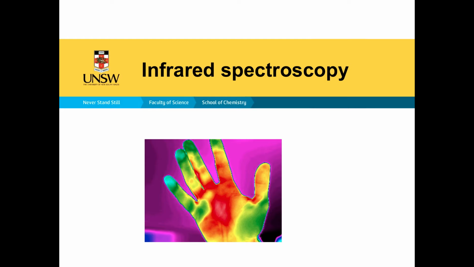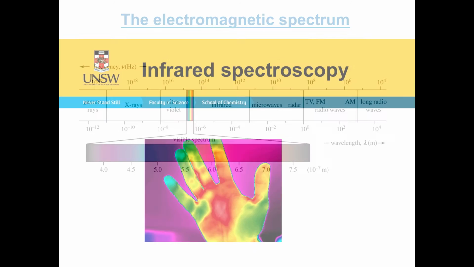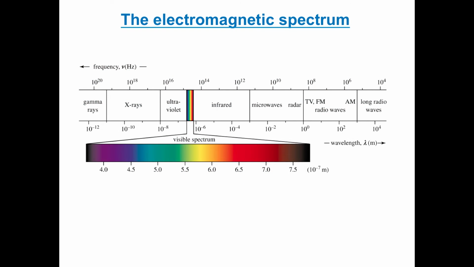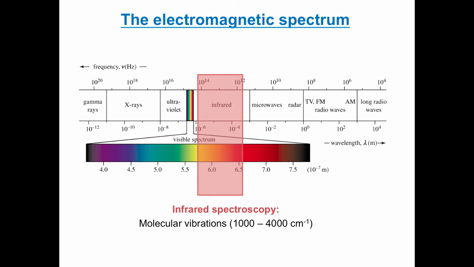So now we're going to talk about a technique called infrared spectroscopy. So back to the electromagnetic spectrum, we're now looking at this region of the electromagnetic spectrum, infrared. It turns out that light that has energy in the infrared range tends to correspond quite nicely to differences in molecular vibrations in a molecule.